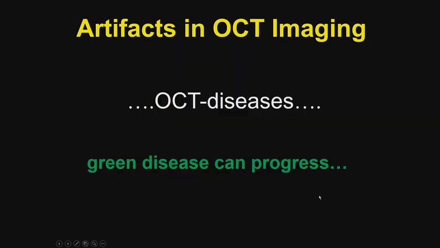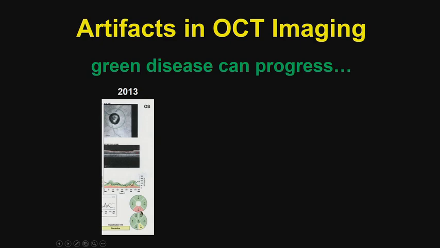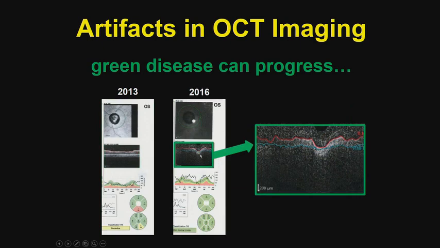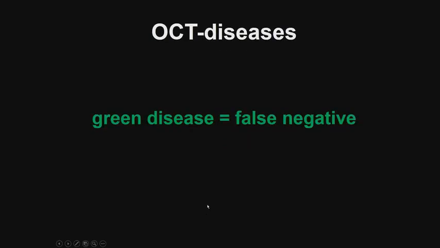And like all diseases, green disease can progress. Here in 2013, you can see a patient with a 0.9 nerve, advanced glaucoma, but some green areas. Then later on, again, this is green because you're accidentally incorporating the plexiform layers. But in a subsequent year, the same 0.9 optic nerve patient has all green areas and is supposedly normal, but again, still has a 0.9 nerve. So again, green disease is a false negative.